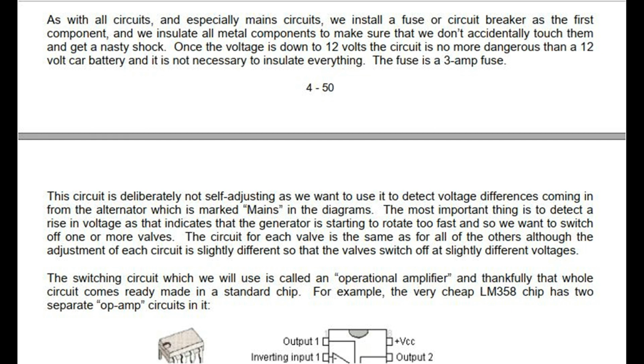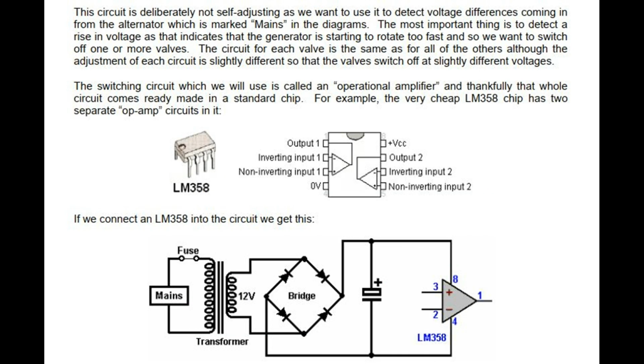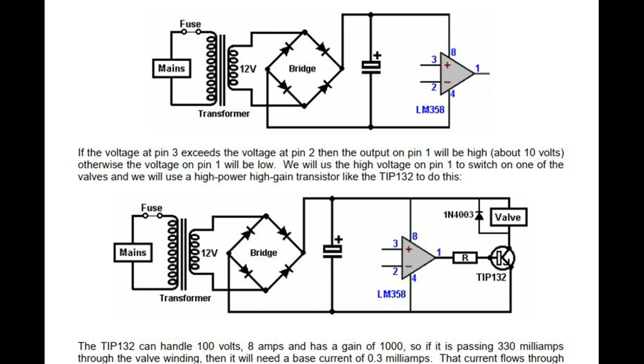The switching circuit which we will use is called an operational amplifier, and thankfully that whole circuit comes ready-made in a standard chip. For example, the very cheap LM358 chip has 2 separate op-amp circuits in it. If we connect an LM358 into the circuit, we get this. If the voltage at pin 3 exceeds the voltage at pin 2, then the output on pin 1 will be high, about 10 volts, otherwise the voltage on pin 1 will be low.